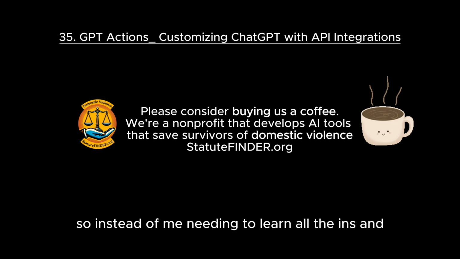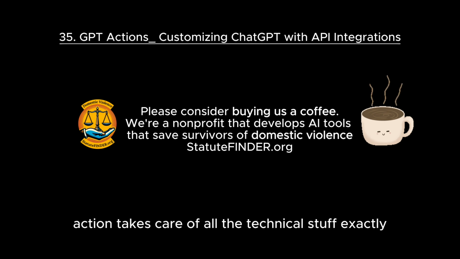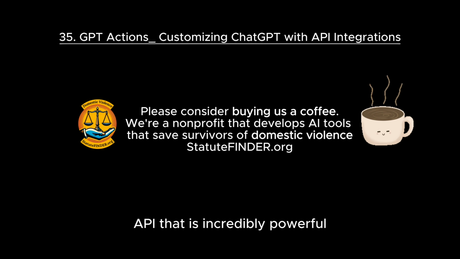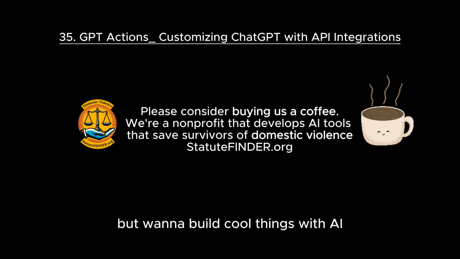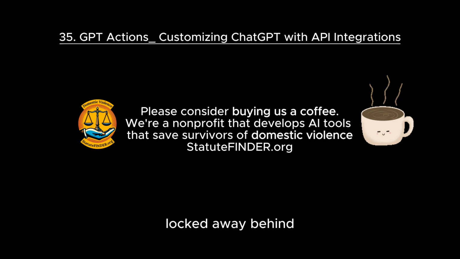So instead of me needing to learn all the ins and outs of APIs, I can just focus on what I want to accomplish. And the GPT action takes care of all the technical stuff. Exactly. It's like having a personal translator that speaks both human and API. That is incredibly powerful. It feels like this opens up a whole world of possibilities for people who aren't necessarily coders but want to build cool things with AI. Absolutely. GPT actions are really democratizing access to powerful tools and information that were previously locked away behind technical barriers.